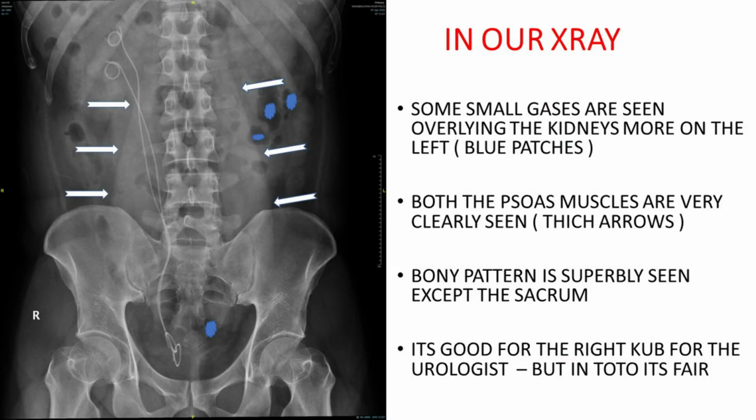In our X-ray, some small gas pattern are seen overlying the kidneys, especially more on the left kidney. You can see the blue patch. Both the psoas muscles very clearly seen. You can see the thick arrows. Then the bony pattern so superbly seen except the sacrum. Small air pockets are there. It's good for the right KUB, but in toto, this X-ray looks fair. For the referred urologist, it is to see the right KUB. To him, it's a good preparation because the urologist is interested only in the right KUB, right?